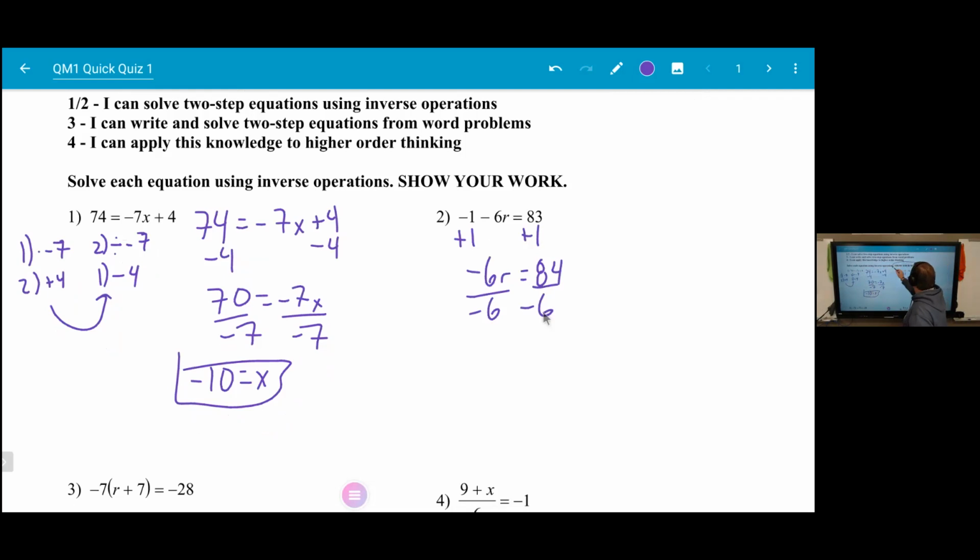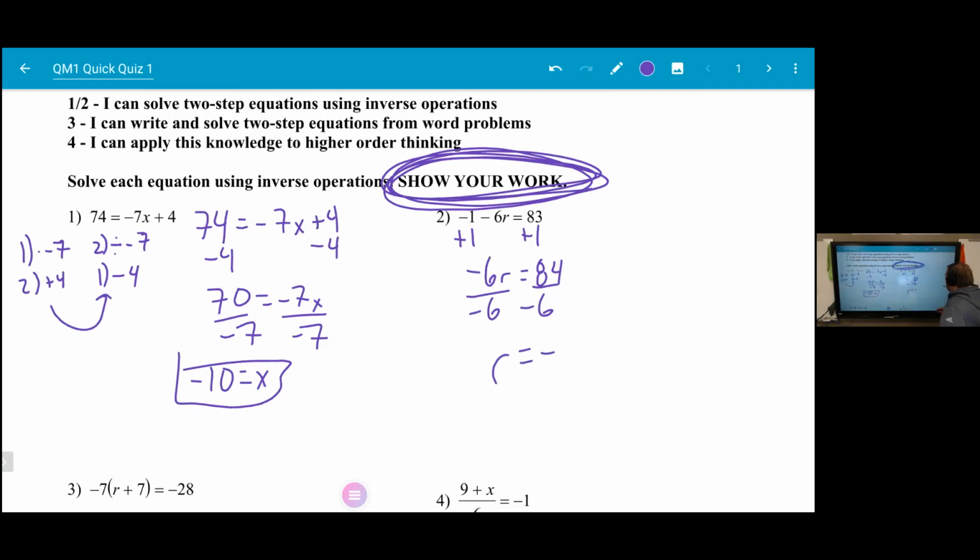Again, I'm going to highlight this as I do this, by the way. Show your work, all right? If I divide both sides by negative 6, this is r equals. Positive divided by negative is a negative. That's going to be 14, because 6 times 10 is 60, and I got 24 left. And how do I get to 24 by 6s? 4 times. Negative 14. There we go.